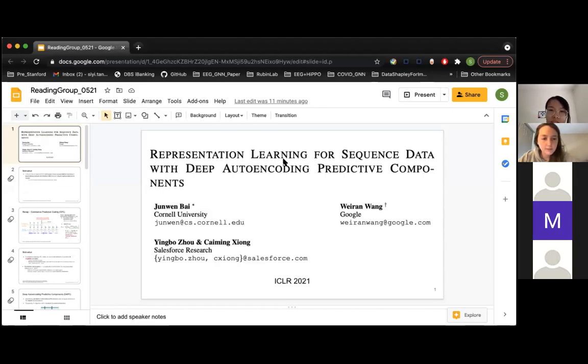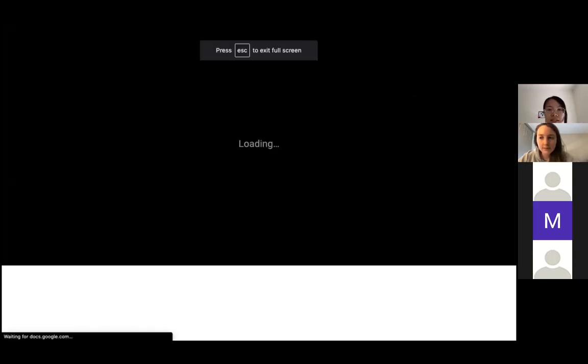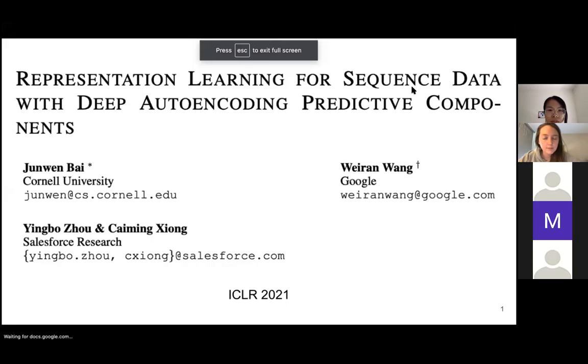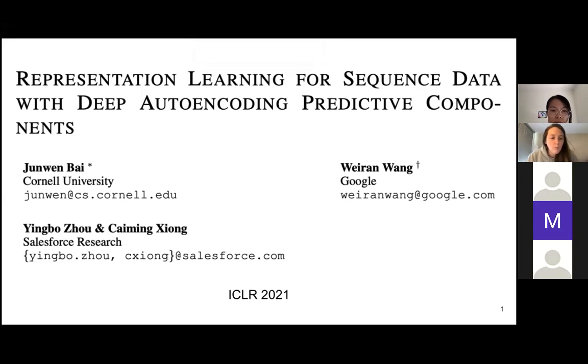Yep, looks good. All right, so today I'm going to discuss this paper called Representation Learning for Sequence Data with Deep Autoencoding Predictive Components. This is a pretty new paper that just came out at ICLR this year.